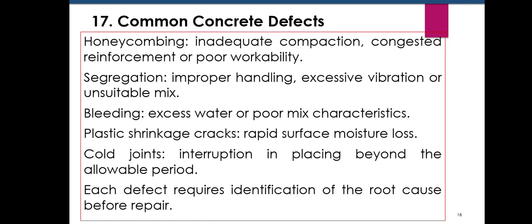So let us look into the common concrete defects. Honeycombing can result from inadequate compaction, congested reinforcement, or unsuitable workability. Segregation can occur because of improper handling, excessive vibration, or an unsuitable mix. Bleeding is associated with excess water or poor mix characteristics. Plastic shrinkage cracking can occur when the surface loses moisture rapidly. Cold joints can develop when there is an excessive interruption in concrete placing. An important principle is that we should identify the root cause of a defect before deciding on repair.